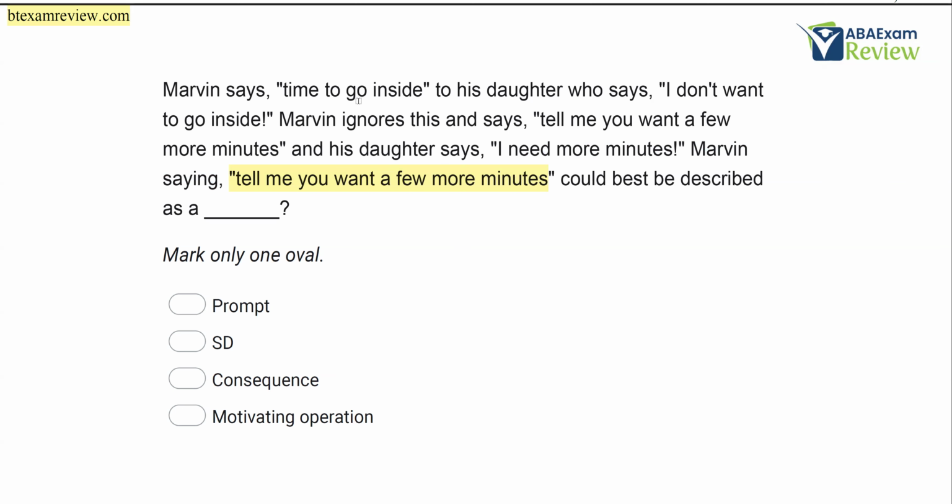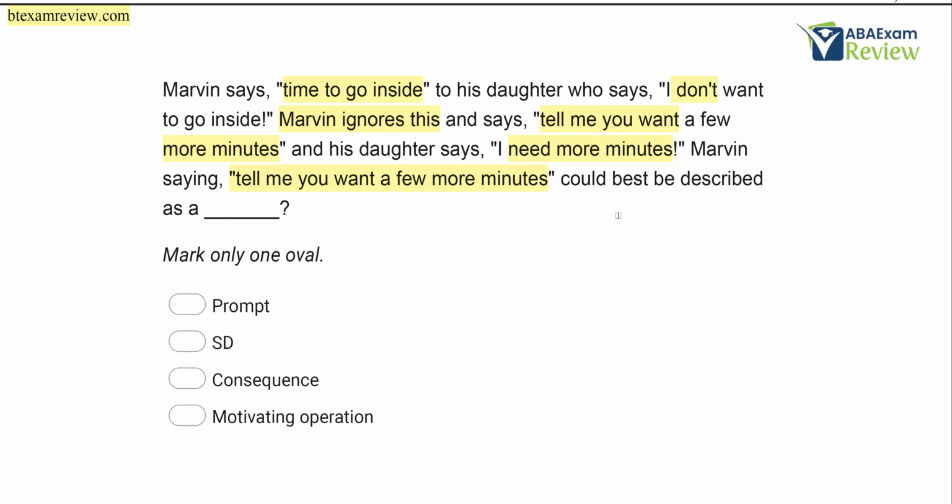So we know Marvin initially says, time to go inside. His daughter says, I don't want to go inside. Marvin ignores this. That's our first ABC. The antecedent, time to go inside. The behavior, I don't want to. The consequence, Marvin ignores. So once we have our first ABC, we've now moved into another contingency, right? Because Marvin then says, tell me you want a few more minutes. And that's what we're looking at. So tell me you want a few more minutes is our antecedent to the daughter saying, I need more minutes.